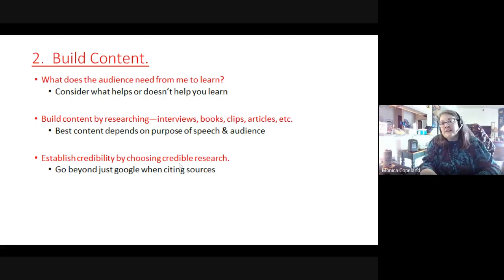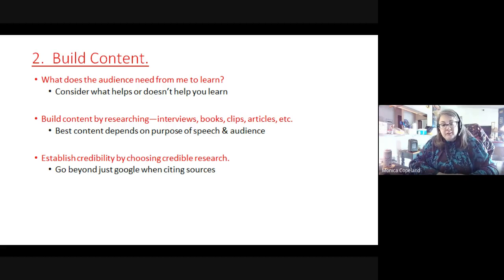All right. And that leads to my next point. Establish credibility by choosing credible research. So pick research that shows, hey, I know what I'm talking about, or that backs you up. Go beyond just Google when you cite a source. So I don't want to see on anyone's research, like, where'd you get this? Google? No, no. You started with Google. Where did it take you?